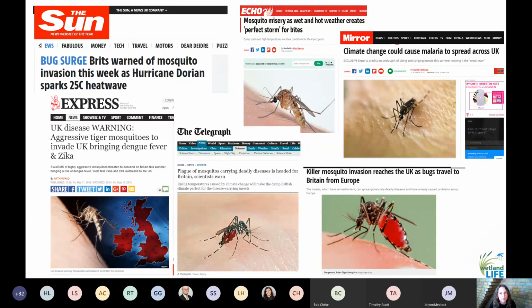And we want to empower wetland managers to make sure that they can continue to manage their wetlands and expand and restore areas of wetland for conservation and for climate change adaptation, without fear of this kind of negative public concern around mosquitoes.